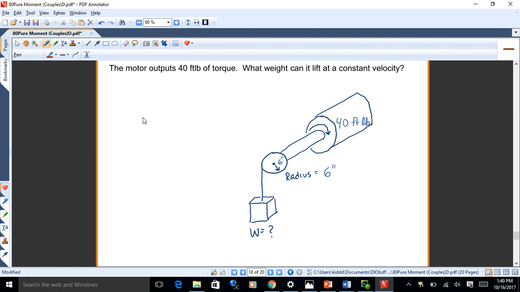And this is a good example of how to use dimensional analysis too, if you're not quite sure how to proceed. If you just do some simple dimensional analysis on this one, you can figure it out.